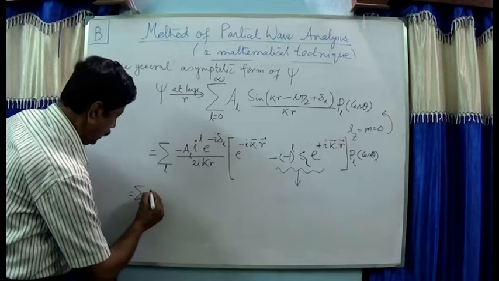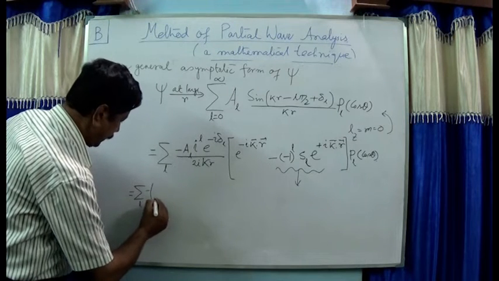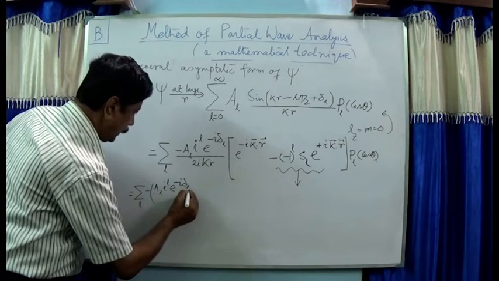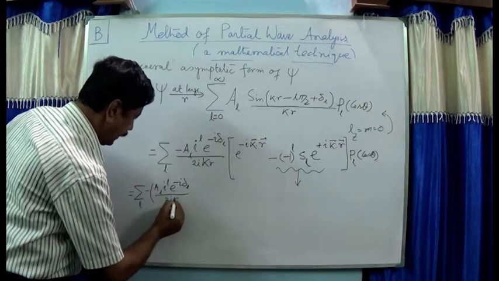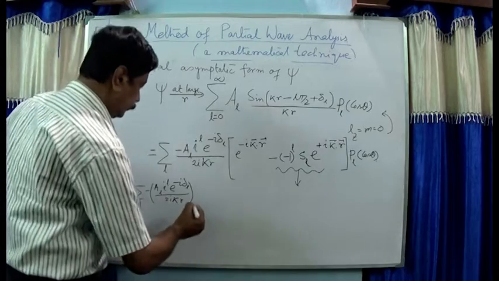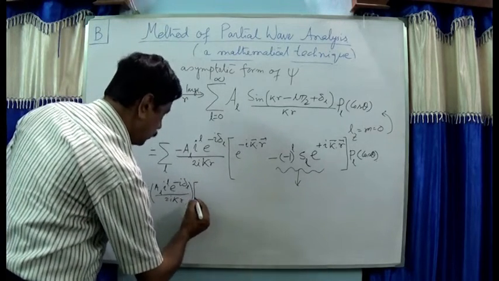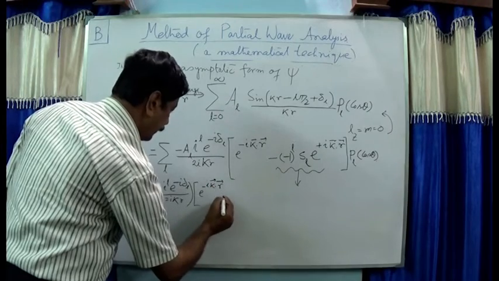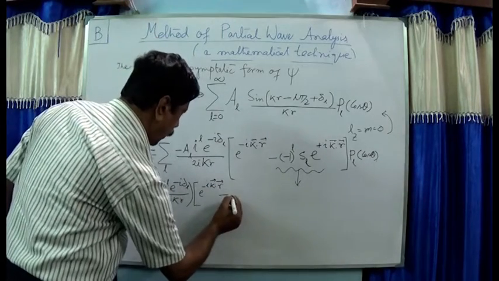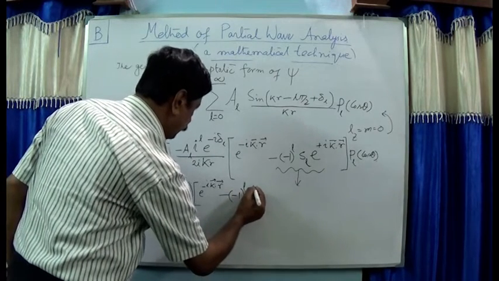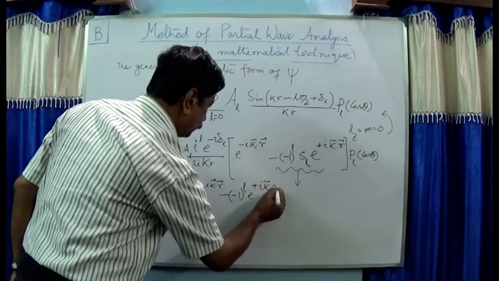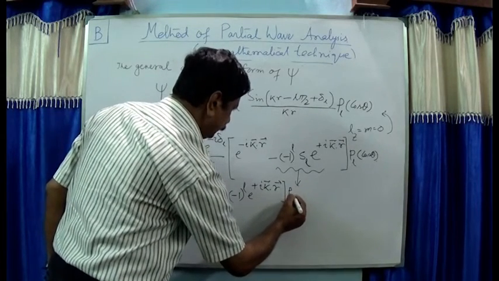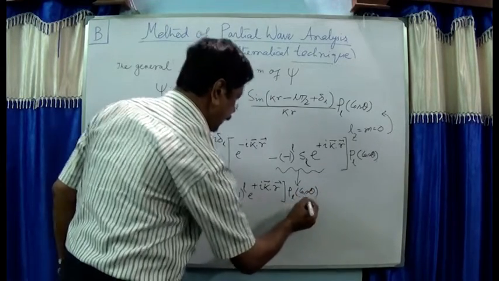Sum over L, minus, A_L i to the power L e to the power minus i delta_L by twice i k r, into e to the power minus i k dot r, minus minus 1 to the power L e to the power plus i k dot r, P_L cosine theta.